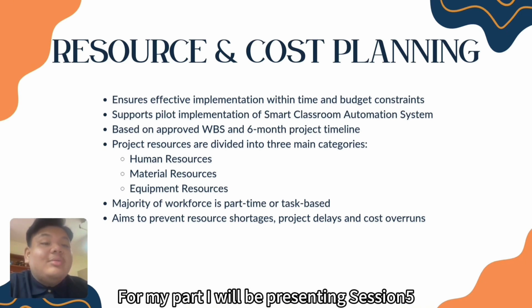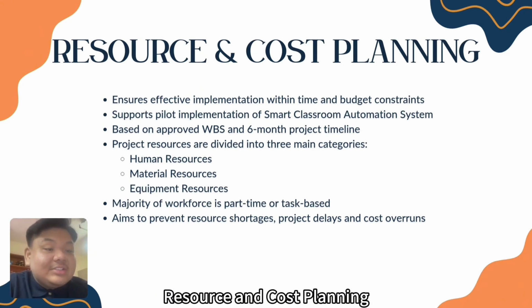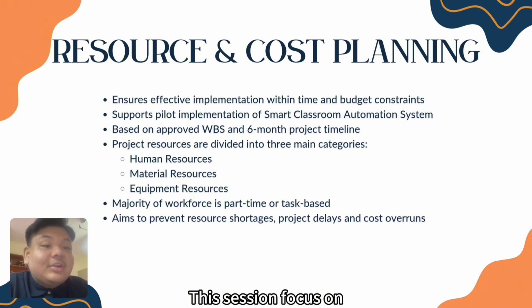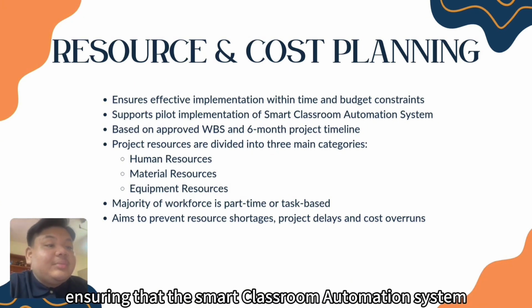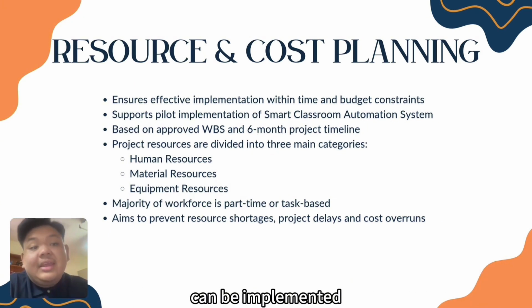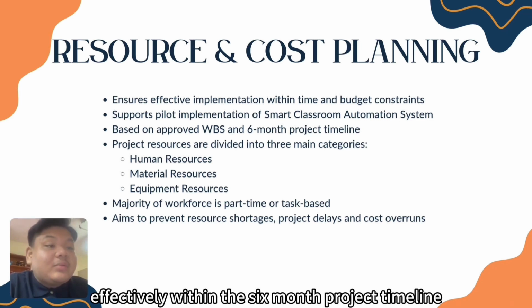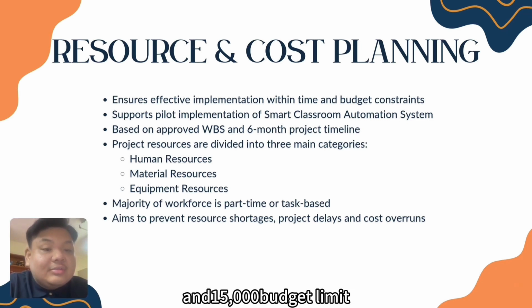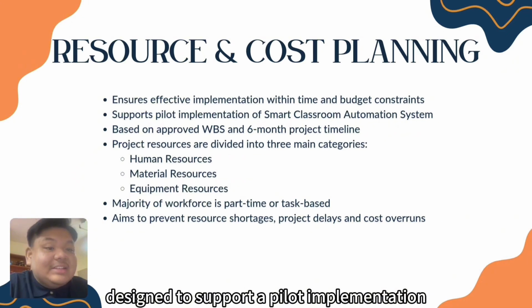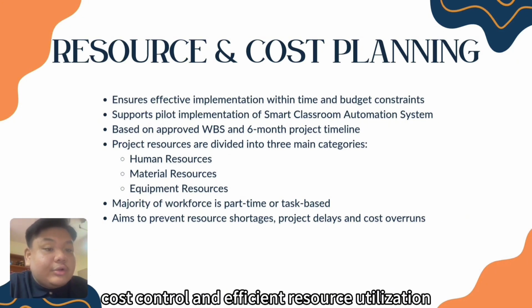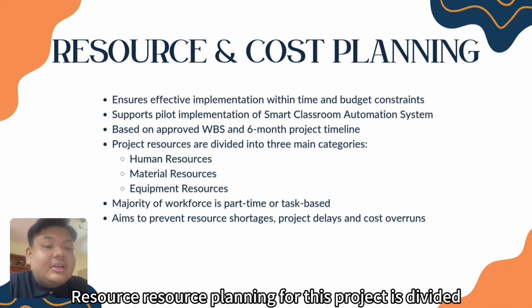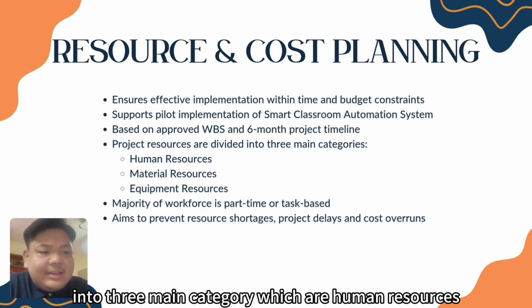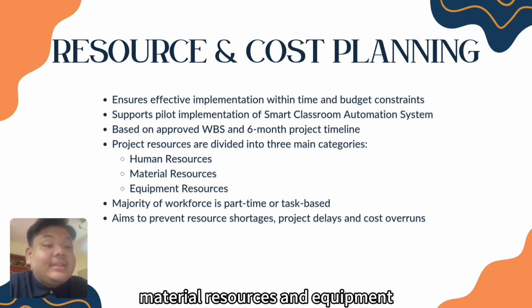For my part, I will be presenting Section 5, Resource and Cost Planning. This section focuses on ensuring that the smart classroom automation system can be implemented effectively within the 6-month project timeline and 15,000 budget limit. The planning is designed to support a pilot implementation while maintaining feasibility, cost control, and efficient resource utilization.